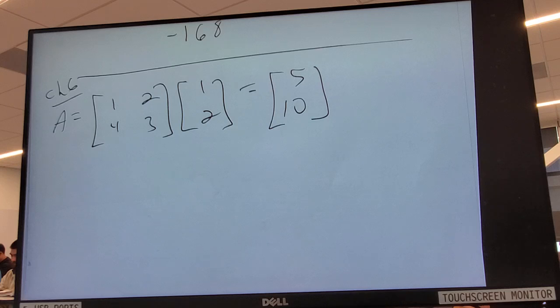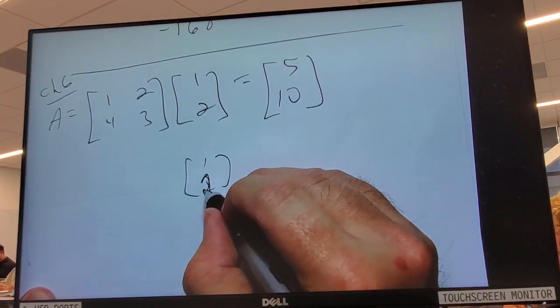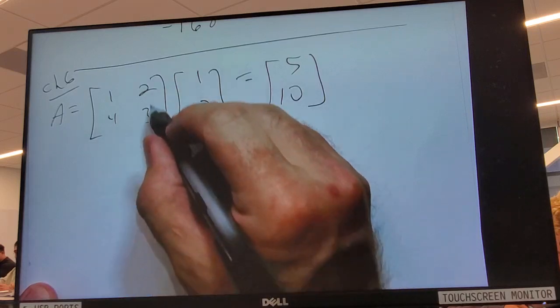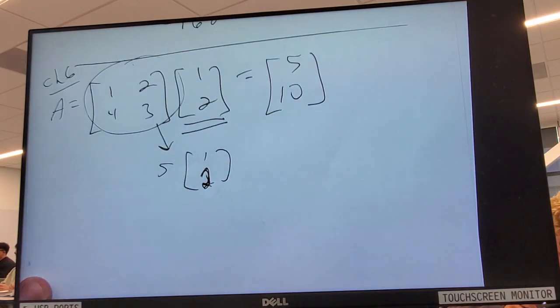This is the beginning of a journey into an idea about certain matrices along with certain vectors, which together end up acting as if the entire matrix was just a single multiple. What's another way to get the same answer starting with 1, 2? Start with 1, 2. What do I do to it to get this? Multiply by 5. So somehow this whole matrix, when coupled with this vector, acts like it's multiplying by 5.